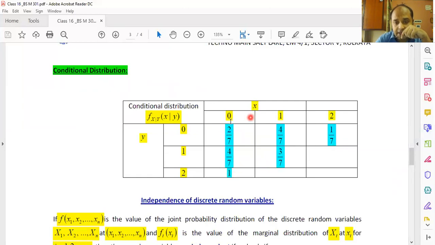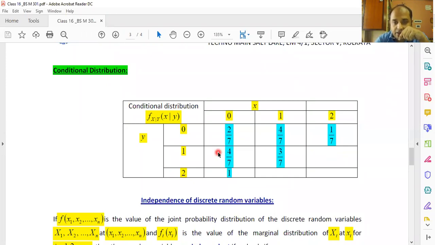And here also you see, if we take the sum total of the conditional probabilities, you will find that the sum total is 1. 2 by 7, 4 by 7, 1 by 7. Take 7 as the LCM, and in the numerator you get 2 plus 4 plus 1, that is 7. 7 by 7 is equal to 1. For the second case, I am getting 4 by 7 and 3 by 7. Adding these two, 4 plus 3 by 7, that is 7 by 7 equals 1. And the last one is indeed itself 1. So all the conditional probabilities sum to 1.